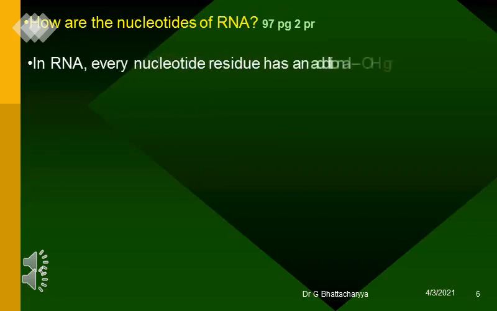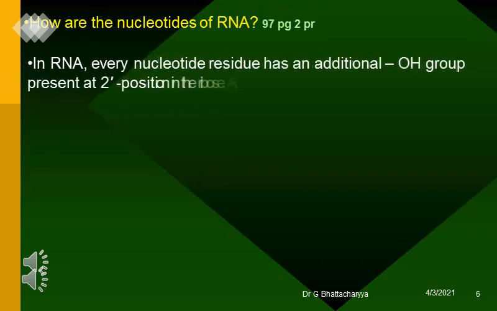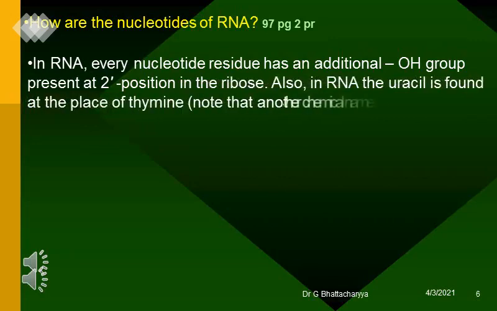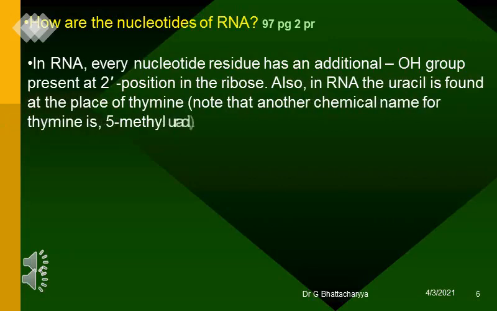How are the nucleotides of RNA different? In RNA, every nucleotide residue has an additional OH group present at the 2' position in the ribose. Also, in RNA uracil is found in place of thymine. Note that another chemical name for thymine is 5-methyluracil.